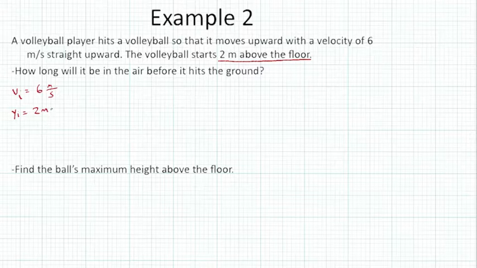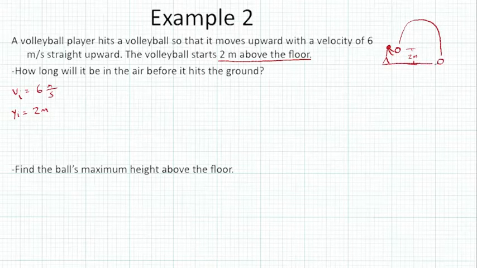Now the question is, how long will it be before it hits the ground? So think of it like this. You've got this volleyball player. I'm going to write it over here on the side. And he or she is bumping the ball, and the ball starts 2 meters above the floor. And it goes up in the air, and it comes back down, and it lands on the floor.